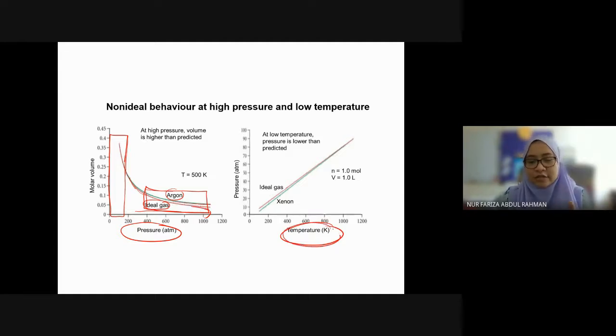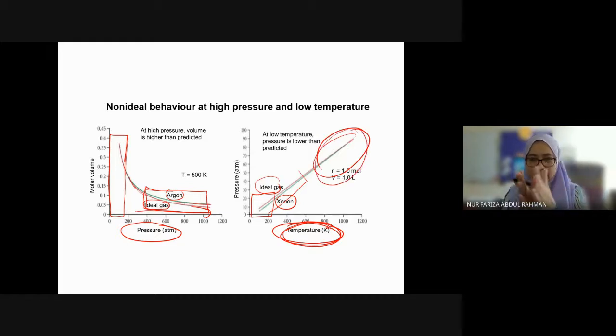Same goes to temperature. At very low temperature, nampak tak? This one, very low temperature. Okay, this is temperature. Okay, low temperature the xenon start to deviate from the ideal gas punya line. Kalau high temperature, they still overlap with one another. Okay, they macam combine. So they behave, we can say that xenon behave almost ideally at higher temperature. Tapi lower temperature, okay, it start to deviate.